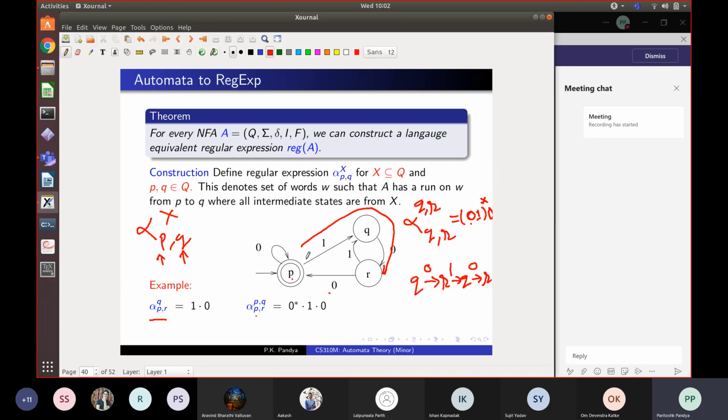So the only path which allows you to go from P to R, visiting Q an arbitrary number of times, is 1.0. Do you see that? So the regular expression PR with set of intermediate states Q is 1.0. And we are doing this by our intuitive understanding of what this automaton does, right? So I hope this is clear to you. You're going to get lots of exercises about converting NFAs into regular expressions. So you better understand this well.